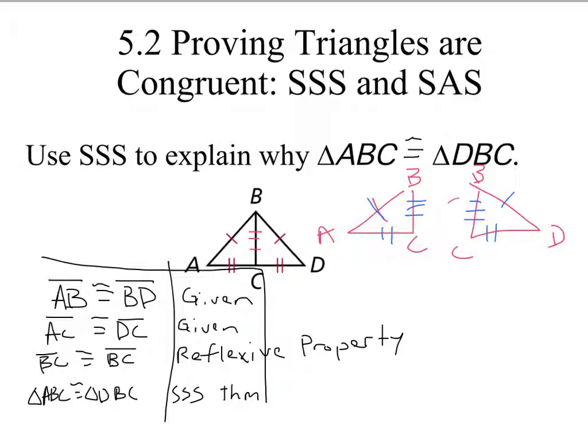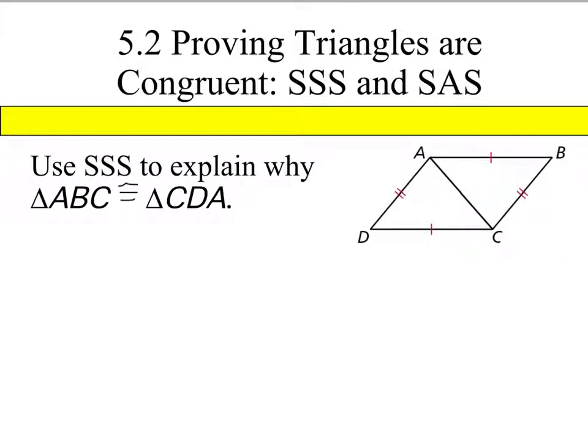I want you to try one. Looking at this figure, we want to figure out, using the side, side, side theorem, how to explain why triangle ABC is congruent to triangle CDA. I want you to come up with a set of logical arguments, exactly what I showed you in the previous slide, as to why that congruent statement is true. Let's see if you can do it.